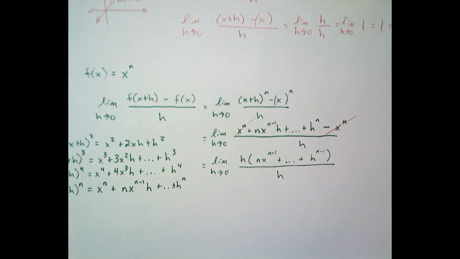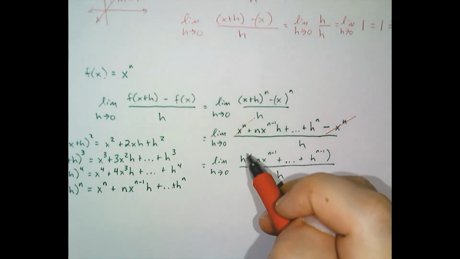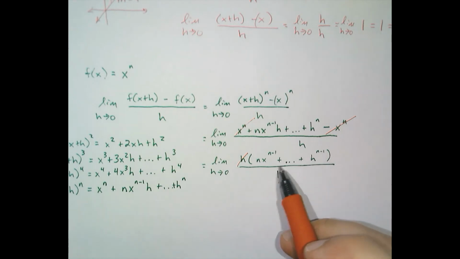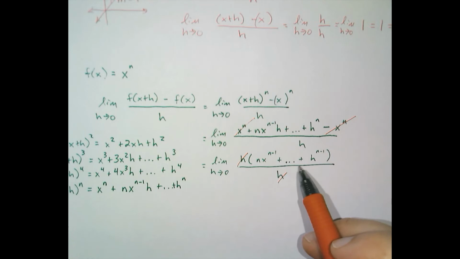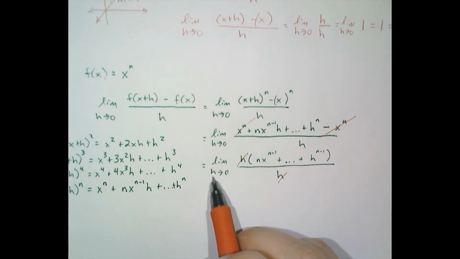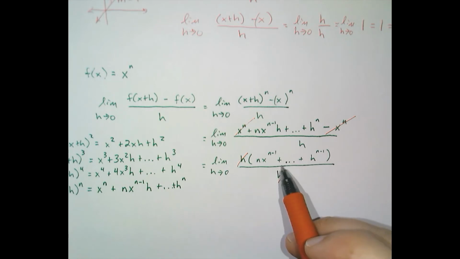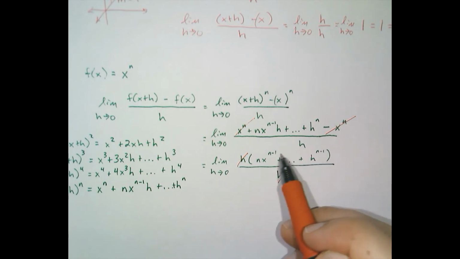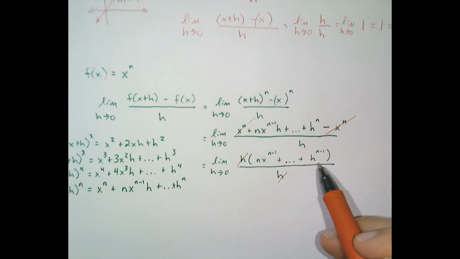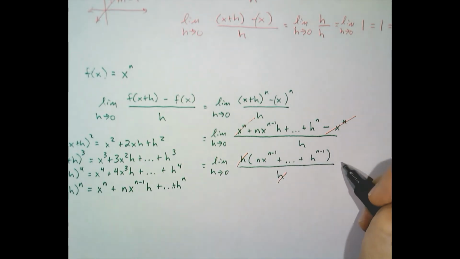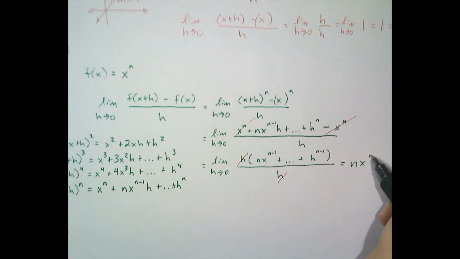we could see that the h cancels out of the numerator and the denominator. Now, all of these terms that I have not written have an h in them. So when I evaluate the limit, plugging 0 in for h will make all of these unwritten terms equal to 0, because a number times 0 is 0, or 0 up to an exponent is 0. So all of these terms cancel out, and we are left with n times x to the n minus 1.